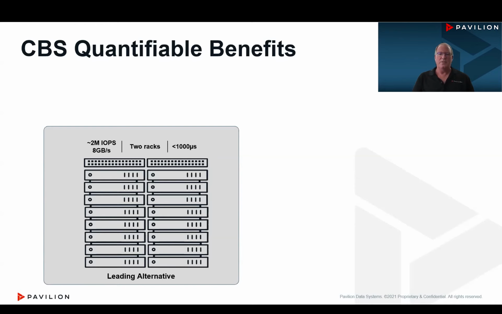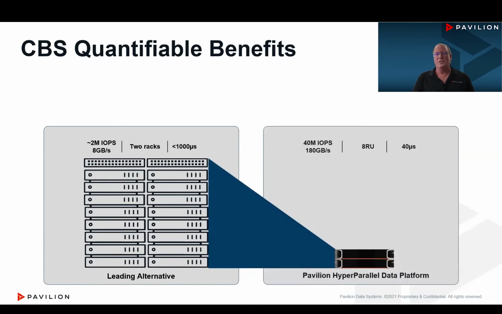a millisecond of latency. Pavilion proposed 1.5 systems, so taking up roughly 8 rack units, not 2 full racks, with 40 million IOPS, 180 gigabytes a second of throughput, and 40 microseconds of latency. And that's read latency. Write latencies, as you mentioned before, in that 20 microsecond range. So just a radical transformation for this organization.